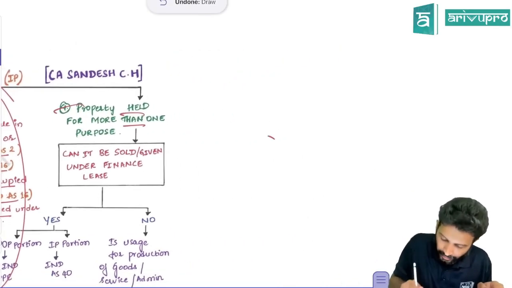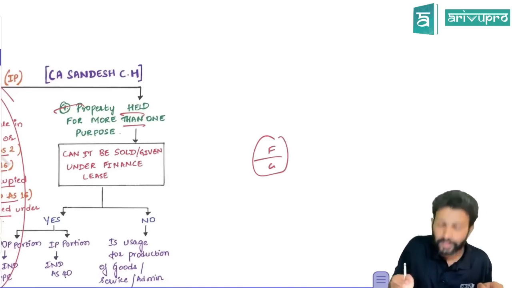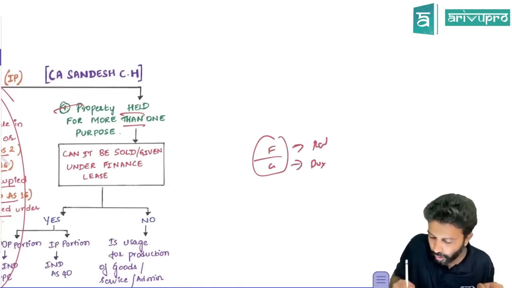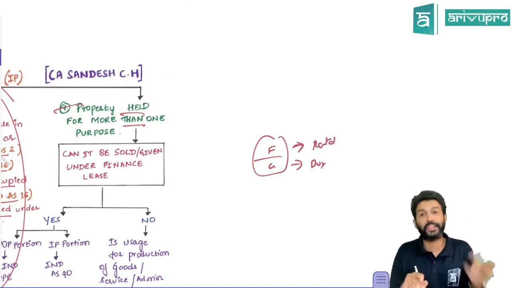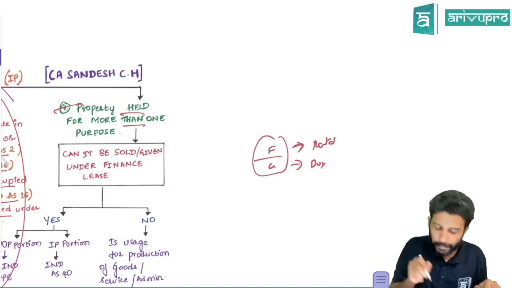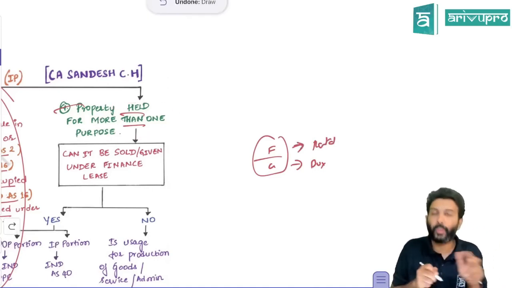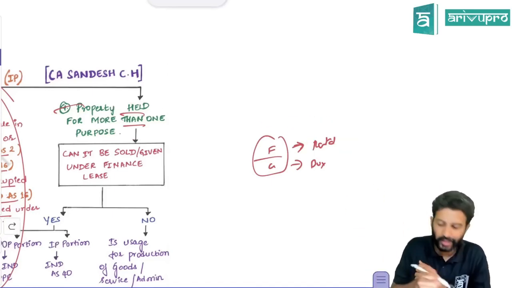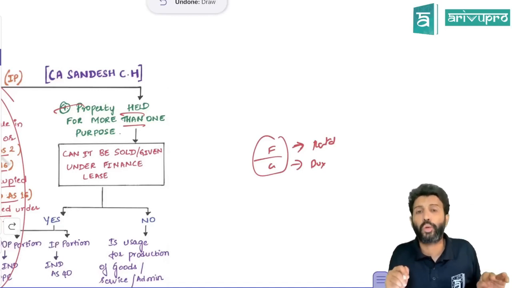So like there is a building. The building has two floors, ground floor and first floor. Ground floor is used for business purpose. First floor is let out, meaning it is let out for rental purpose. In this case, what to do? Meaning the same building is used for more than one purpose. Ground floor is used for business. In my example, first floor is used for rental purpose. In this case, what to do, sir?